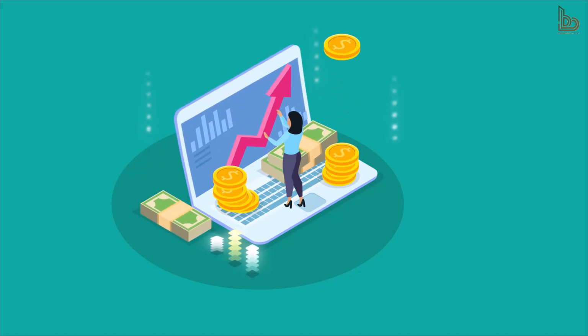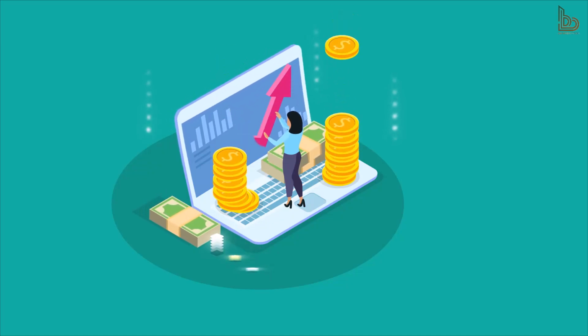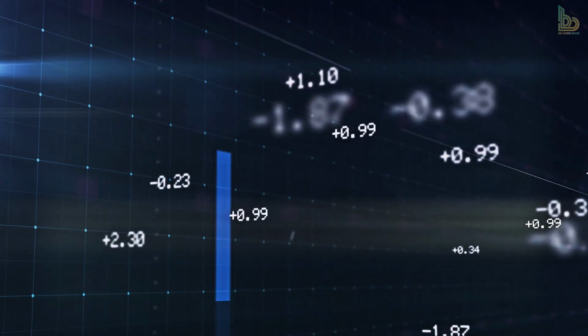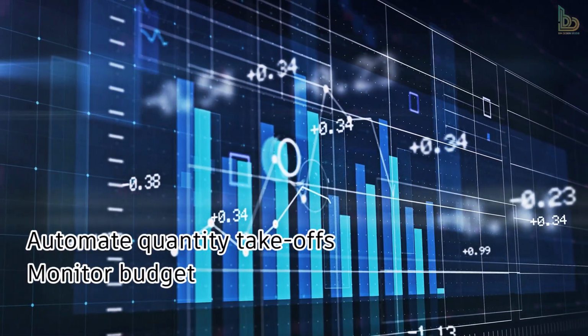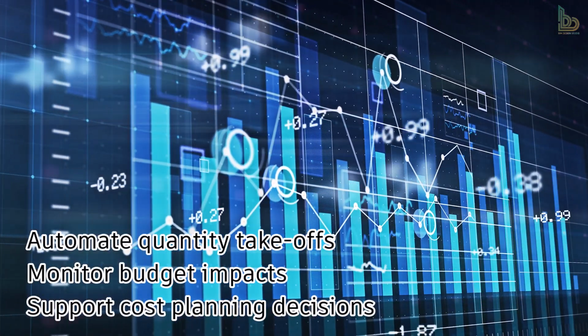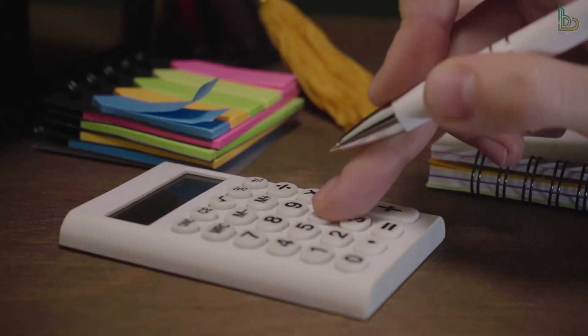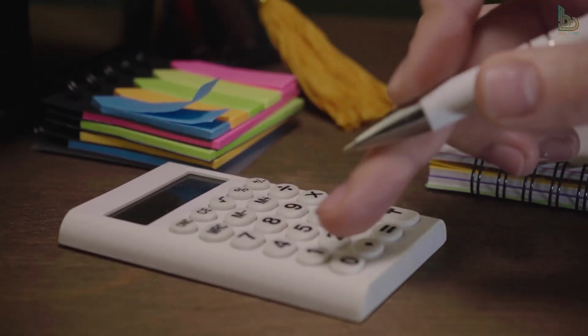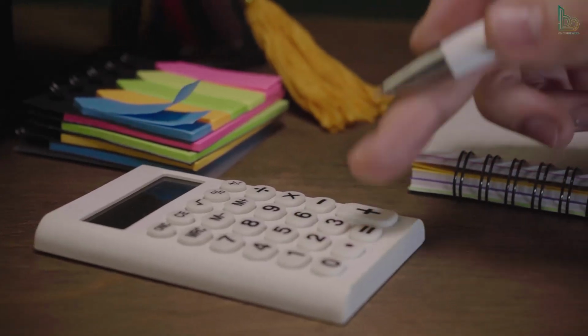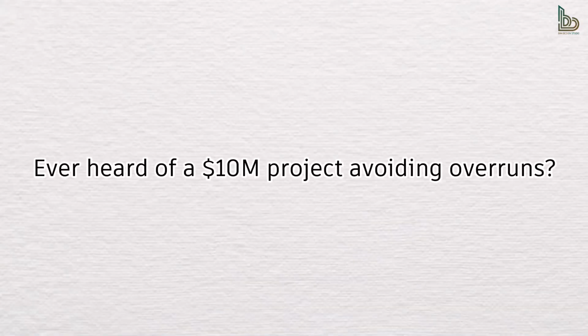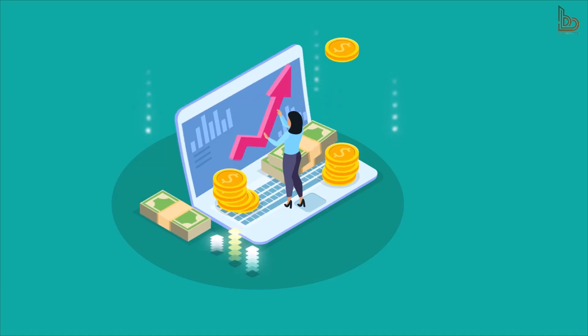5D adds a financial layer, linking cost data to model elements. This allows us to automate quantity takeoffs, monitor budget impacts in real time, and support cost planning decisions. No more manual calculations. The model does the math for you. Ever heard of a $10 million project avoiding overruns? Thanks, 5D.